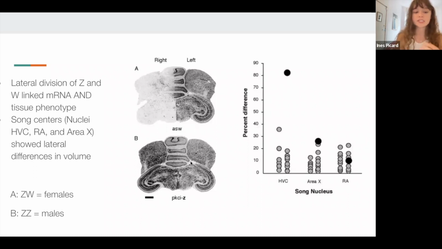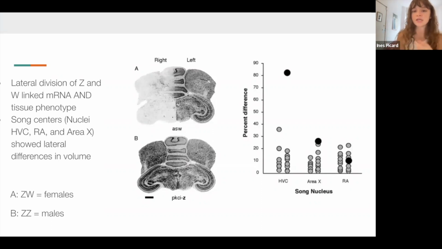And then for B, since they both have the Z chromosome, but males have double the amount of expression of this Z-linked mRNA, you can see there's greater expression on the left side. And I'm describing these as I see them, but the right and left are flipped in the figure, as you can tell. So then on the right side, this figure looks at the song centers, and they basically take the percent difference between the left and right side of the brain.